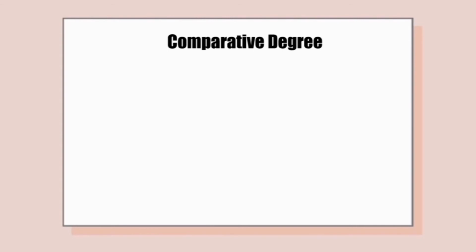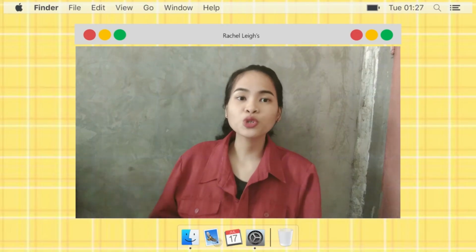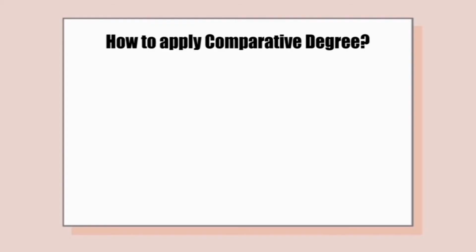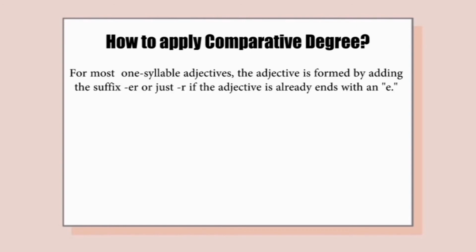Now, second one is comparative degree. It is used when two or more nouns and pronouns are being compared, but it is usually the most crucial for everybody when using comparative degree. Now, there are rules in using comparative degree. For every one syllable word, we will just add the suffix er or r.